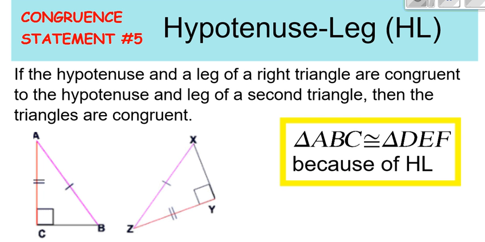All right, the last congruent statement that we have is hypotenuse leg. This word hypotenuse implies that there is a right angle, because only right triangles have a hypotenuse. So I have a right angle that's congruent. I have the hypotenuse, which is the side opposite the right angle, which is also congruent. And then I have a 3rd side that has a congruent partner in the other image. So if you have a situation like that, you can say that the triangles are congruent because of hypotenuse leg.